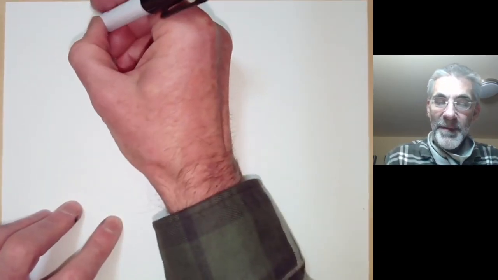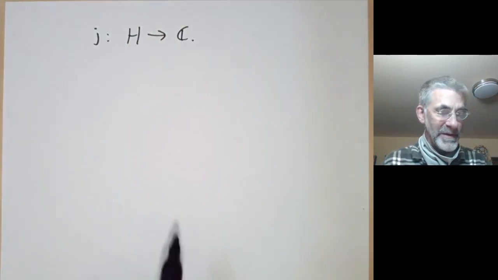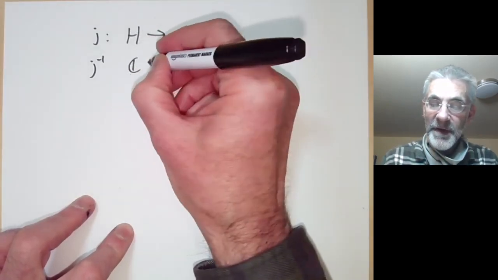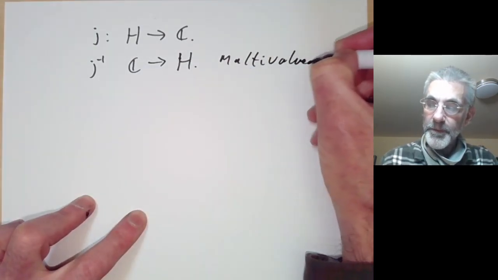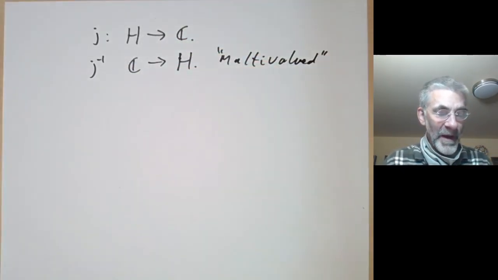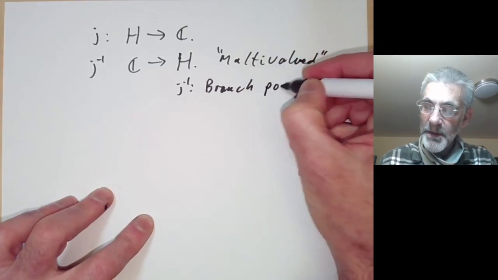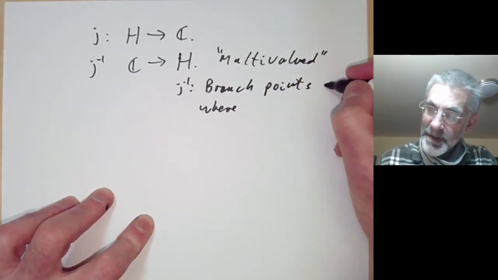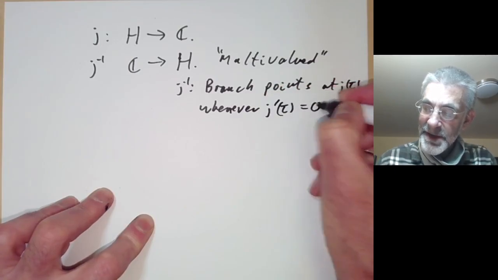And now, let's think about this elliptic modular function j. It's a function from the upper half plane to the complex numbers. And let's look at its inverse. I don't mean 1 over j, I mean its inverse, as in arc sine or something like that. Well, this is going to be a sort of function from the complex numbers to the upper half plane, except it's sort of multi-valued. Because sometimes when you try and take the inverse of j, we get some sort of ambiguity. So j to the minus 1 has branch points at j of tau whenever the derivative of j of tau is equal to 0.